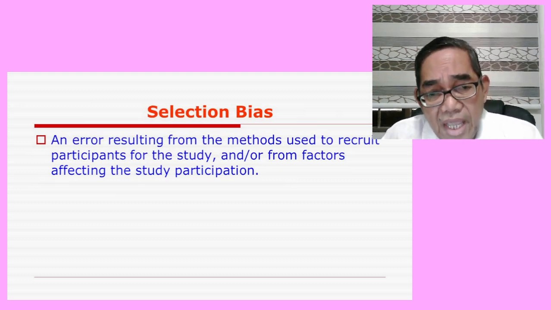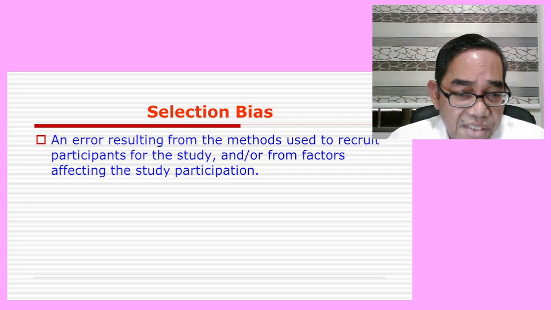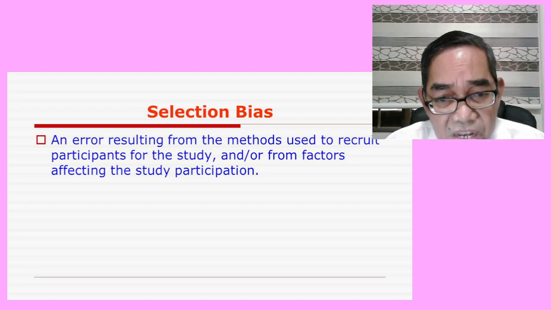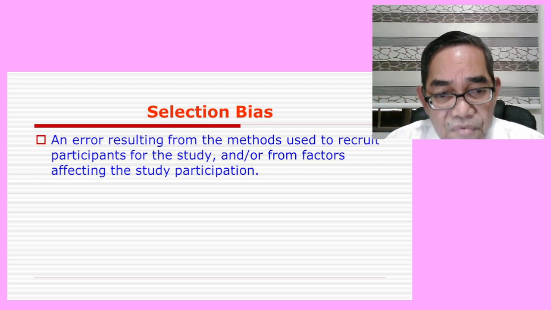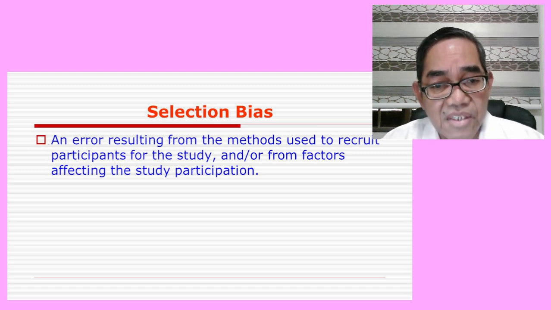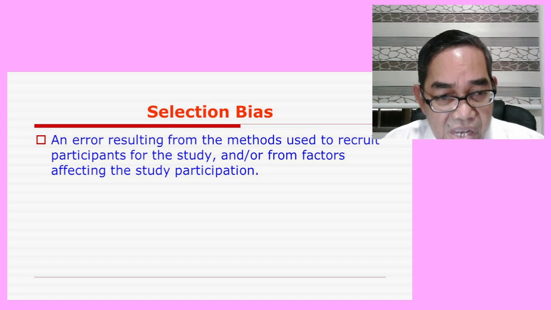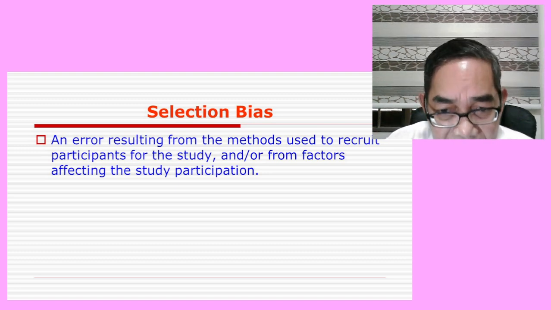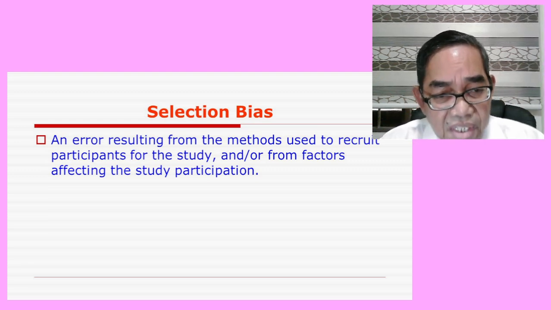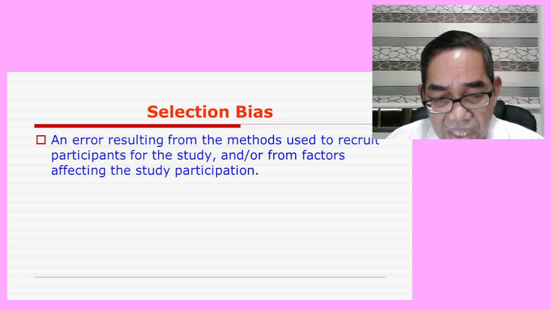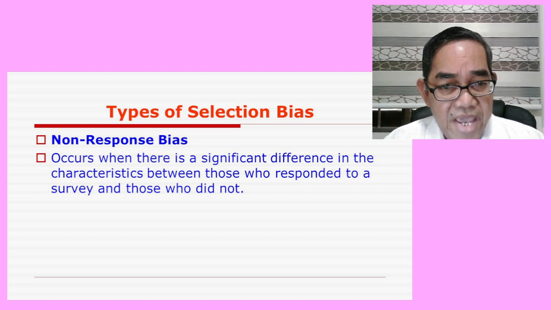Now, we go to the next type of bias, the selection bias. That's an error resulting from methods used in recruiting participants for the study and/or from factors affecting study participation. So it can result from the methods that you use in recruitment and from the factors that can affect study participation. And we have many different types of selection bias.